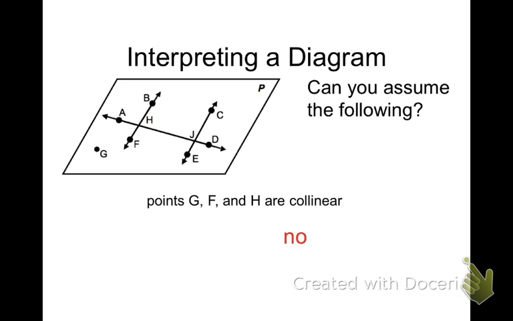Now, really quickly, just looking at this one, what if it just said G and F? Could G and F be collinear? Yeah, because any two points make a line. Even though they're not on a line in the diagram, we could still assume that they are collinear, because any 2 points can be collinear. Are points A, B, C, D, and F coplanar? Yes.